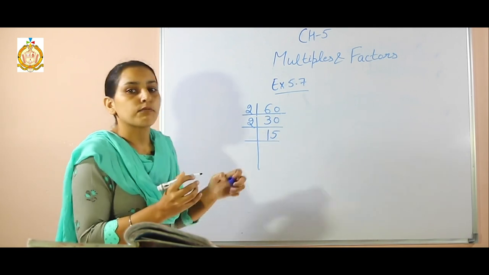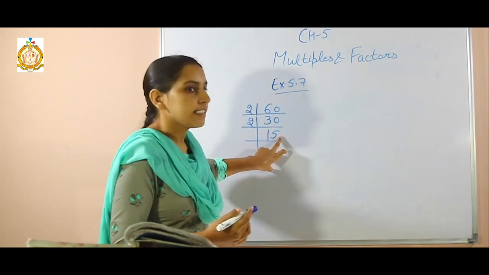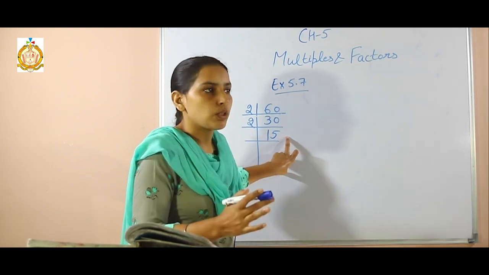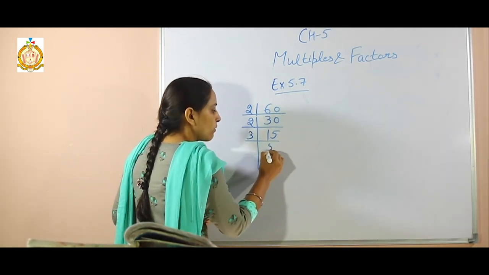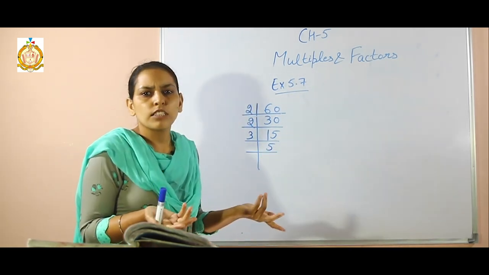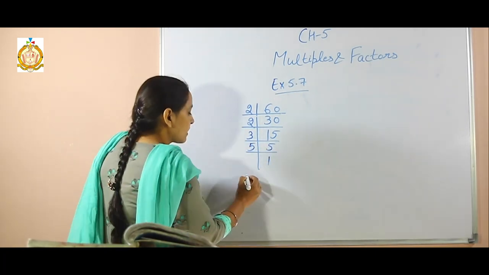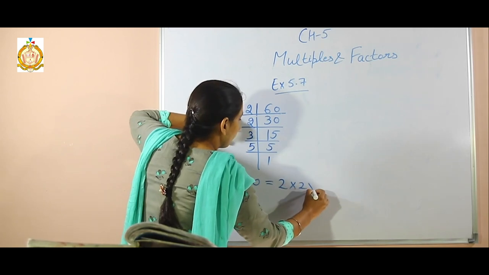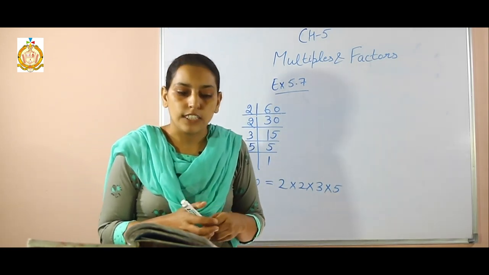Students, now here is 15. But 15 doesn't come in the 2 table. Why? Because here the last digit is 5. If it is 2, 4, 6, 8, 0, then it comes in the 2 table. Students, this 15 comes in the 3 table, in which 3 5s are 15. Now next, the last one is 5. Now 5 comes in the 5 table, its own table. 5 1s are 5. So students, 60 how can I write? 60 is equal to 2 multiplied by 2 multiplied by 3 multiplied by 5. This is the prime factorization by division method.